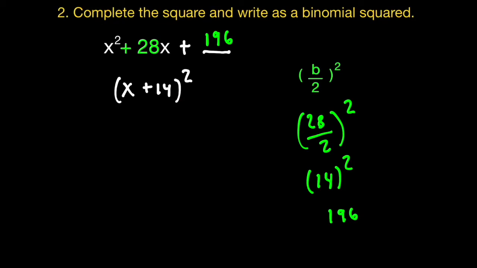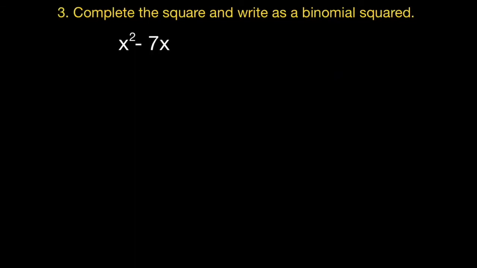So far, we've been completing the square with even numbers. So let's see what happens when we try to do it with an odd number. So example 3, complete the square and write as a binomial squared. Just like in the two previous examples, we need to find the value that when we add it to these two terms, we will result in a perfect square trinomial. And in order to identify such value, we can get the b term, divide it by 2, and then square it. And recall that the b term is the coefficient of x. Here, that's going to be the negative 7.